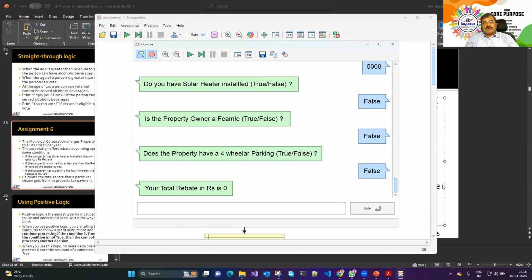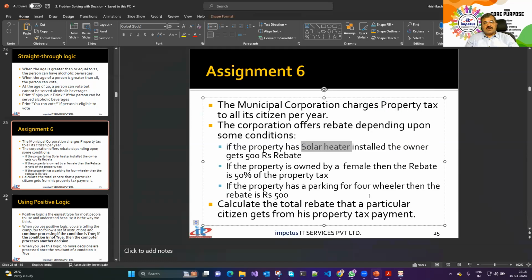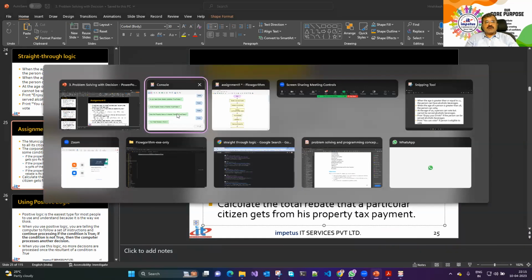But have you been asked the total rebate or have you been asked the total tax? Calculate the total rebate that the particular citizen gets from his property tax payment. So we are supposed to calculate the rebate. Here he has got no rebate.